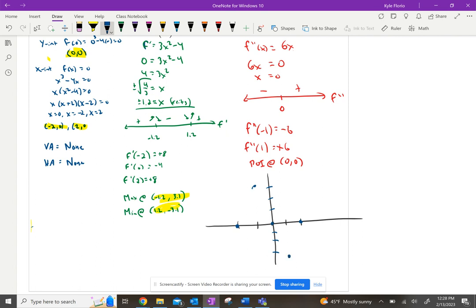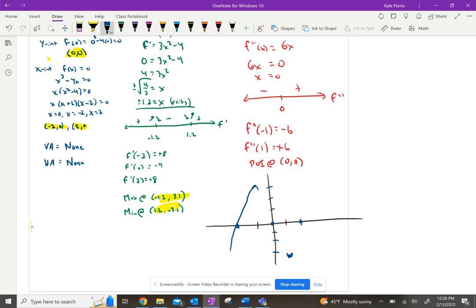Okay. So this is a relative max. This is a relative min. We know that. We have a point of inflection here. And so my function I know is increasing up until I get to negative 1.2, and it's concave down. So it's going to be concave down, but increasing. So it's going to look like this. Then we have a max here.